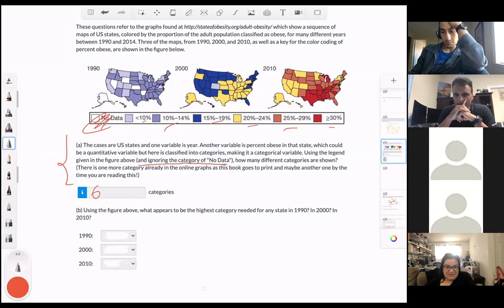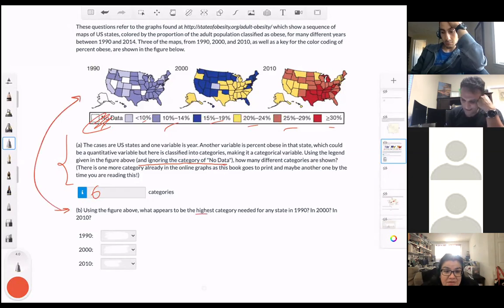What about part B? Using the figure above, what appears to be the highest category needed for any state in 2002? Highest category. So we keep reading this one. We're talking about this. What appears to be highest category. So we have 2 categories. Each state has 2 categories, correct? This is the highest category for 90-90.